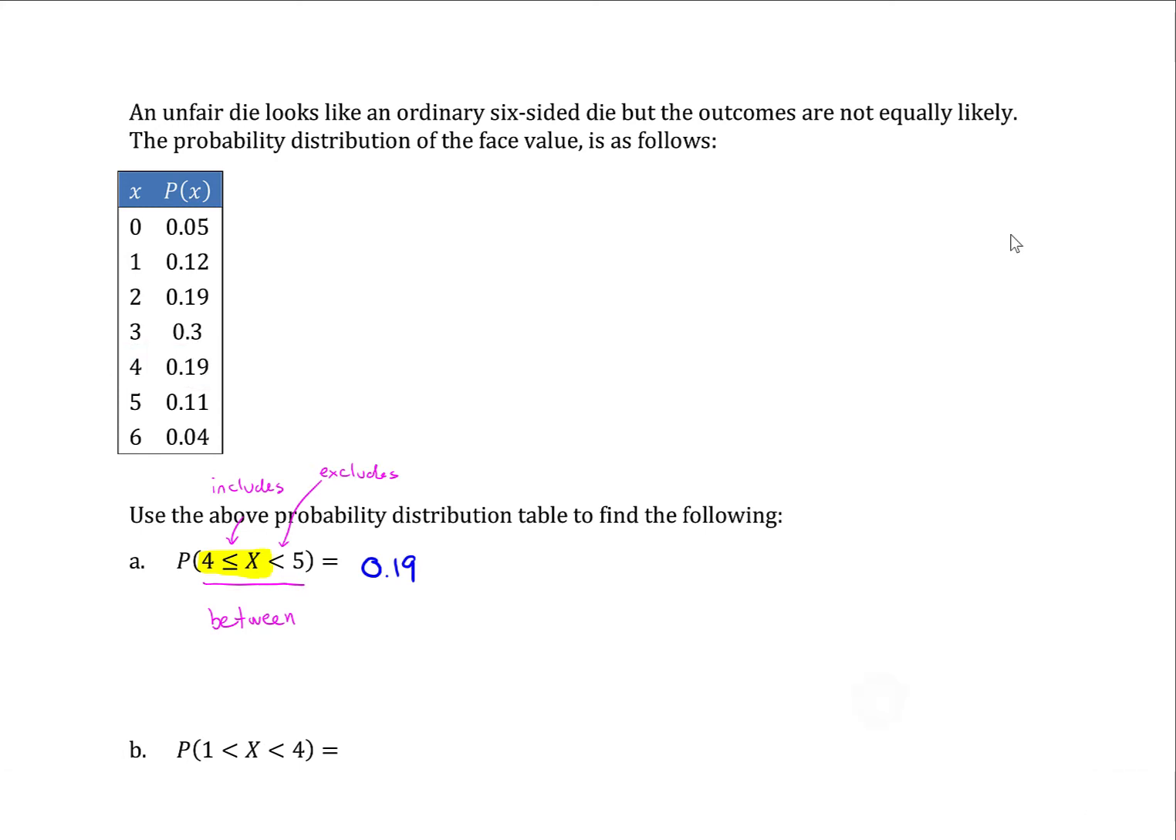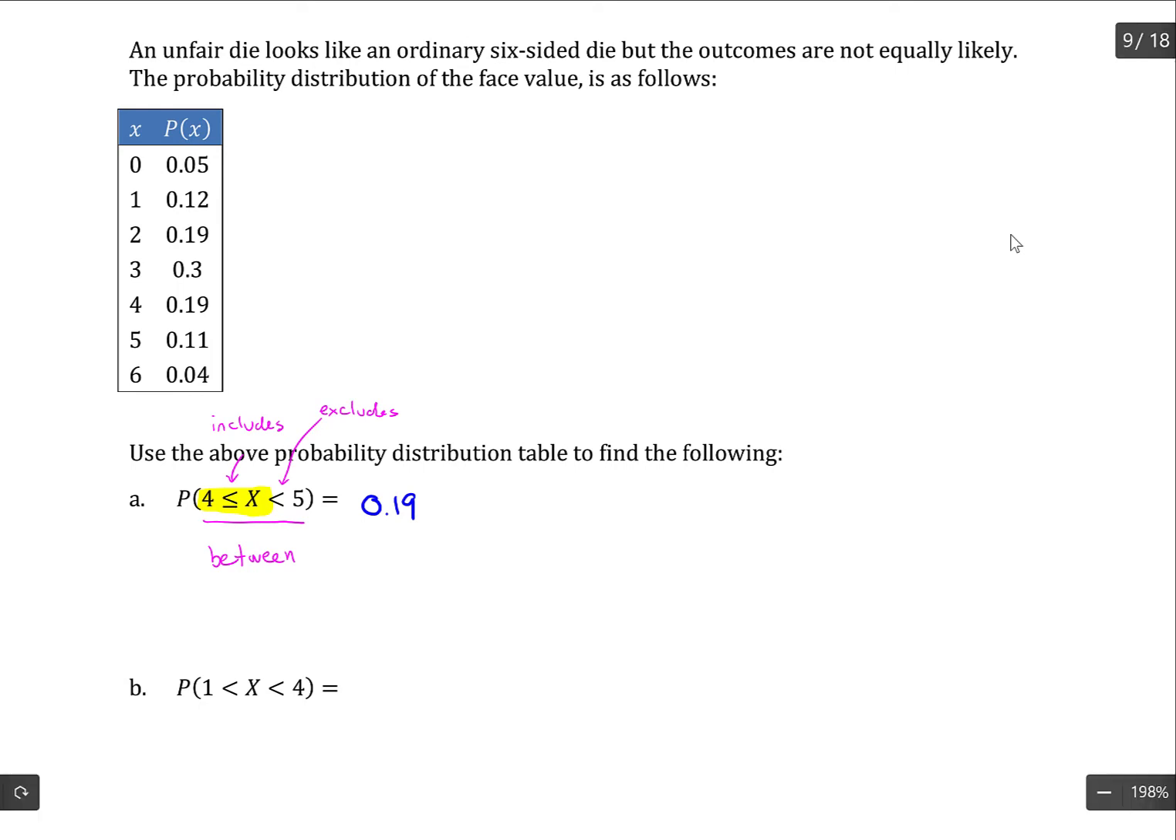Perhaps the next one will be a little more illustrative of how to do these. The probability that x is between 1 and 4 exclusive. The way we read this is we look up first the probability that x is greater than 1. So we don't start with 1, we start with 2. That's greater than 1. But then it also has to be less than 4. So it could be 3, but it could not include the 4. These are the only two outcomes that qualify, not including the 1 or the 4.